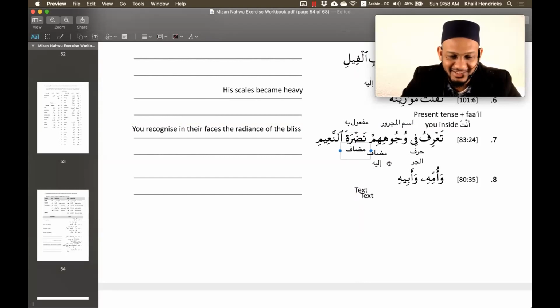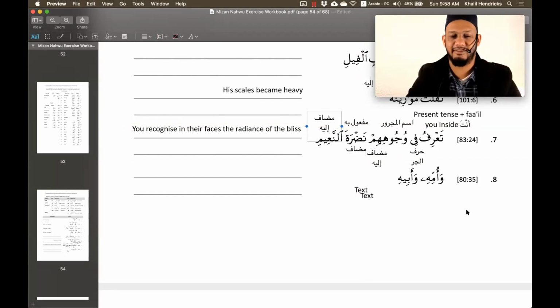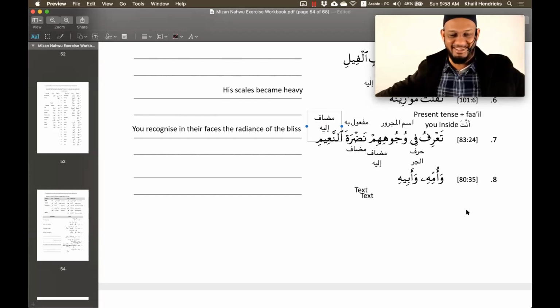So you're on the right track because it's light followed by. So it's nas because it's maf'ulun bihi, and it's mudaf because it's light followed by jar. So therefore, what is na'im? Has to be mudaf ilay. Mudafun ilay. Okay, well done, mashallah. It's a tough one. It's a tough one.